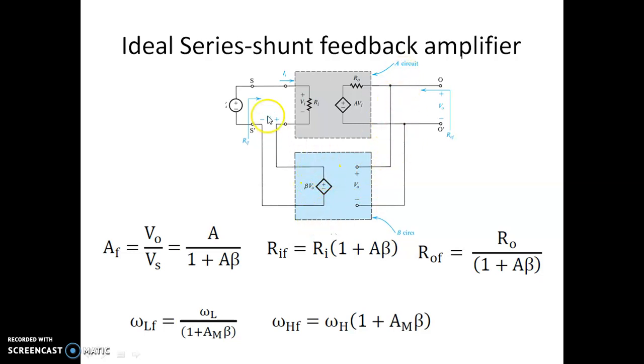And again, these are the ideal conditions that were considered while deriving all these expressions, that is, AF was given by A by 1 plus A beta, and RIF is given by RI into 1 plus A beta. So these are all the expressions we obtained using the ideal conditions of the source, load and the feedback network.